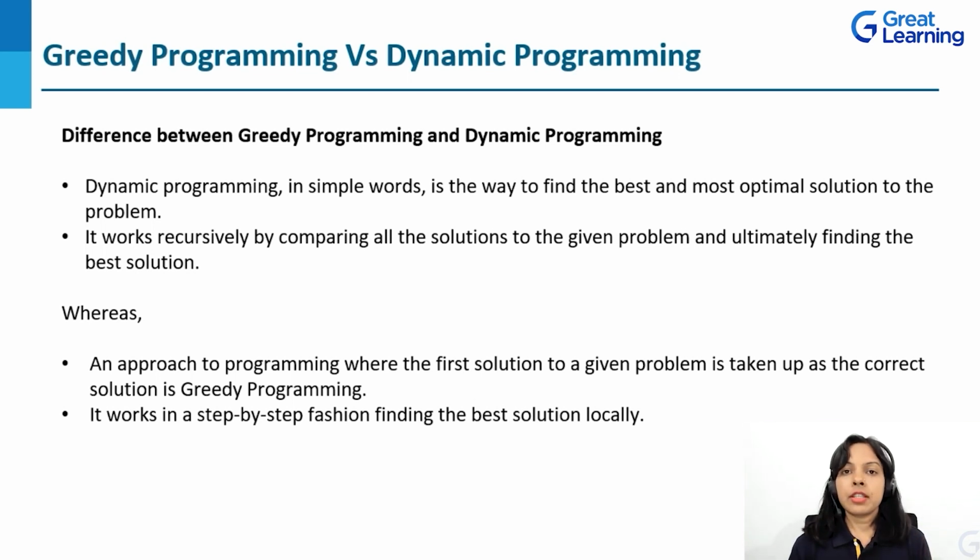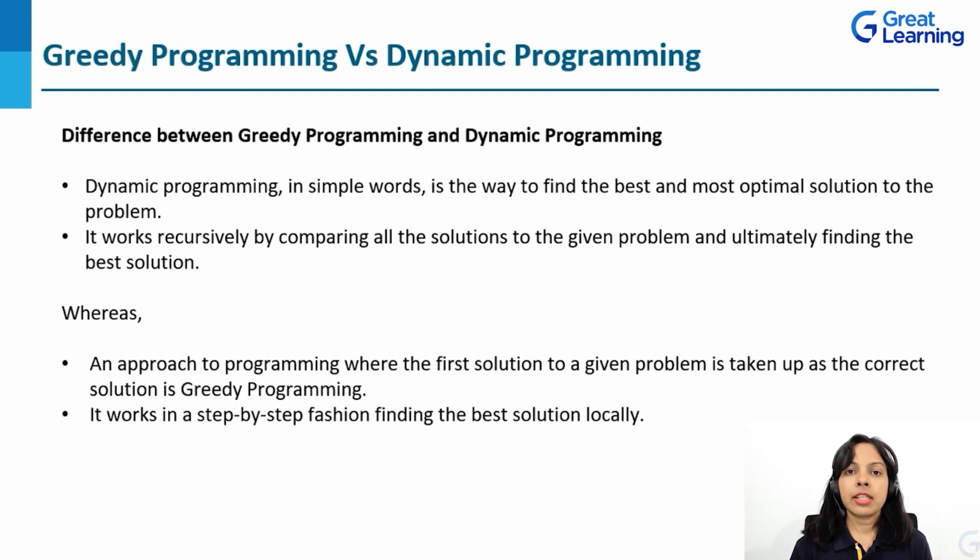Second difference is that in greedy programming, the overall optimal solution may or may not be obtained. But in dynamic programming, it's always the case that the overall best or optimal solution will be obtained. In greedy programming, if I divide a big problem into parts, then those individual parts' solutions will definitely be the best. But in dynamic programming, if I divide a problem into subproblems, then an individual subproblem solution may not be the best. So these are the differences.